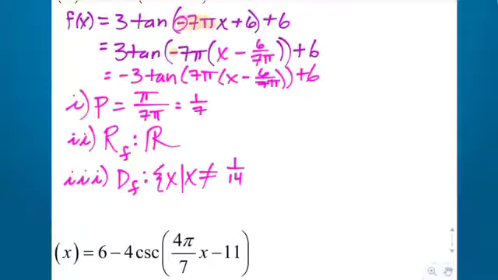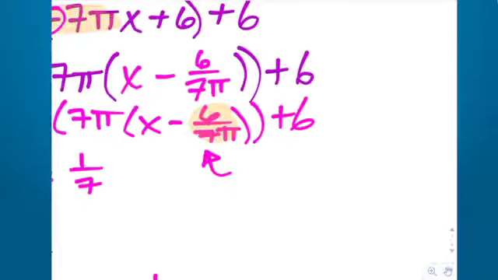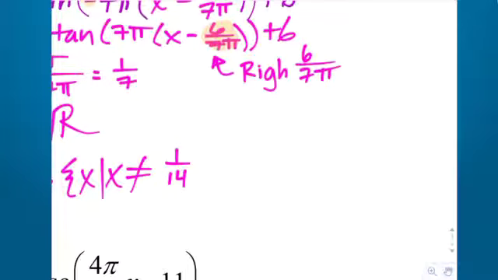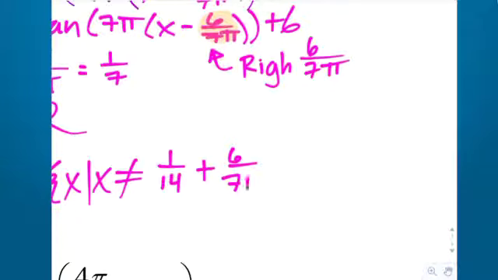Because now we have shifted the entire graph. By what? This funky number. Left or right? Right. By this funky number, 6/7 pi. And so my vertical asymptote at 1/14 now moved to the right 6/7 pi units. So how do I find out where the new value is? Do I add or subtract that number if I'm moving to the right? Add. Good. So 6/7 pi.